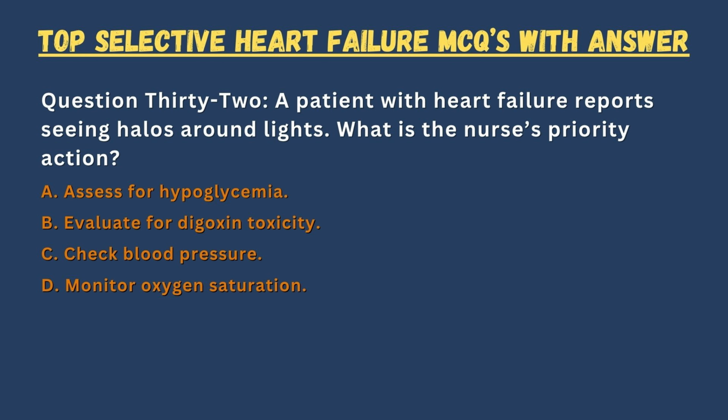Question 32. A patient with heart failure reports seeing halos around lights. What is the nurse's priority action? A. Assess for hypoglycemia. B. Evaluate for digoxin toxicity. C. Check blood pressure. D. Monitor oxygen saturation. Answer: B. Evaluate for digoxin toxicity.